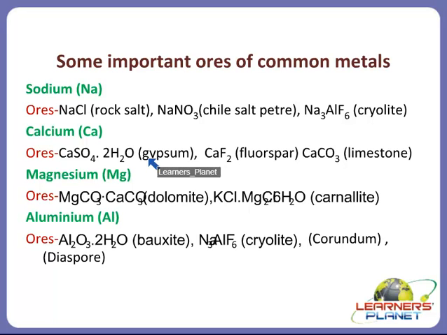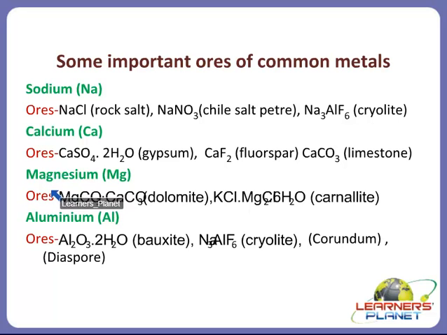I had told you about gypsum in the topic of acids, bases and salts. From gypsum we manufacture what? Plaster of Paris. Do you remember? There is another ore, that is calcium fluoride or fluorspar. The next ore of calcium is calcium carbonate, that is limestone. Right? So these are the minerals, children, from which your metal can be easily extracted.